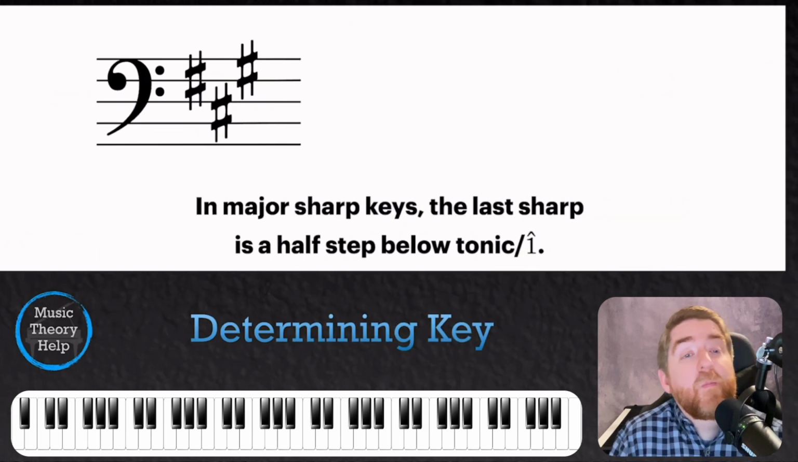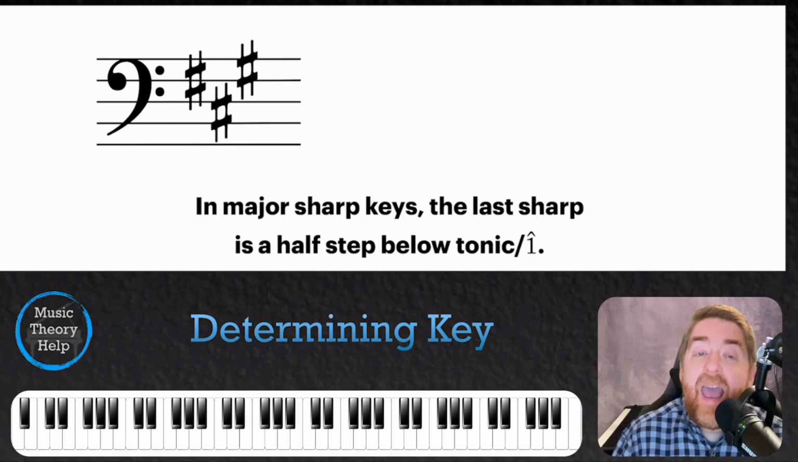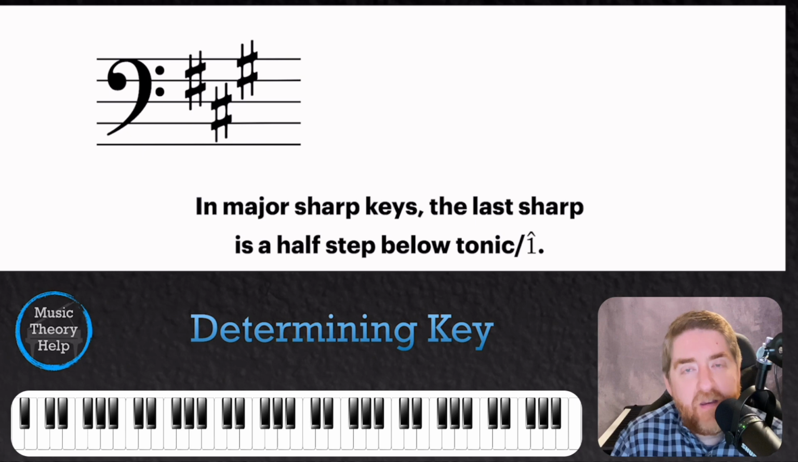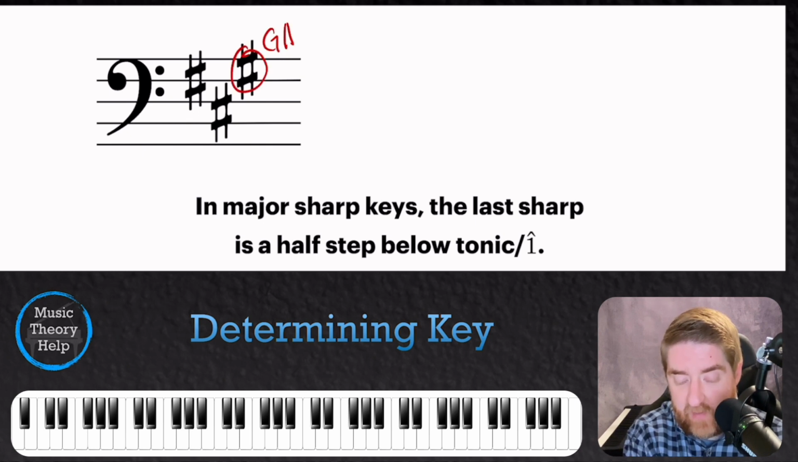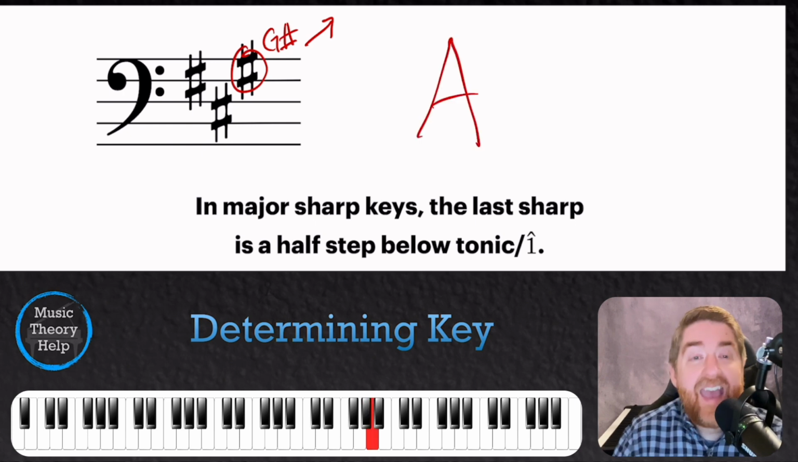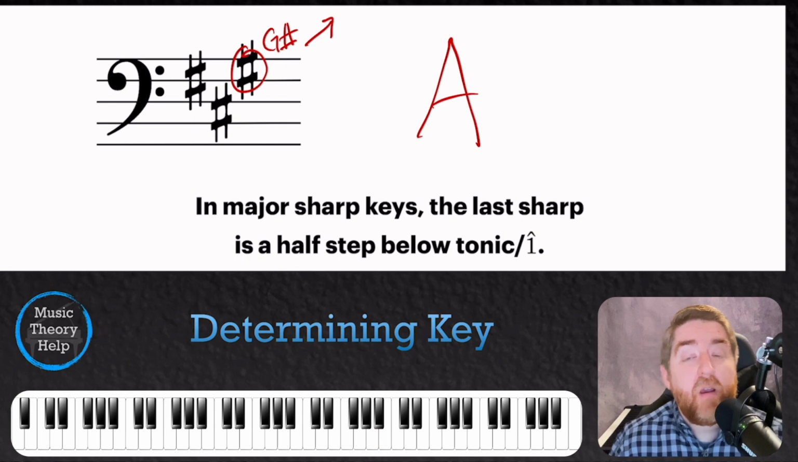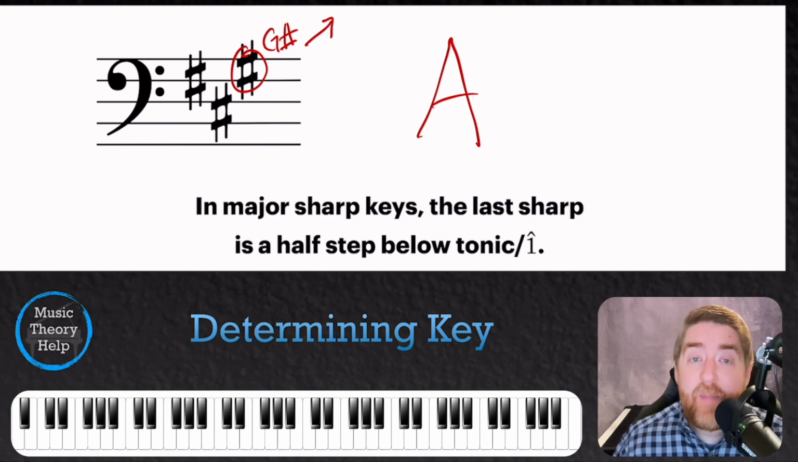Here's the rule for sharps. In major sharp keys, the last sharp is a half step below tonic or scale degree 1. Tonic, scale degree 1, that's the key that we're in. So the last sharp is a half step below. Our last sharp is G sharp. So if we move up a half step from G sharp, we arrive at A. 3 sharps is the key signature for A major.